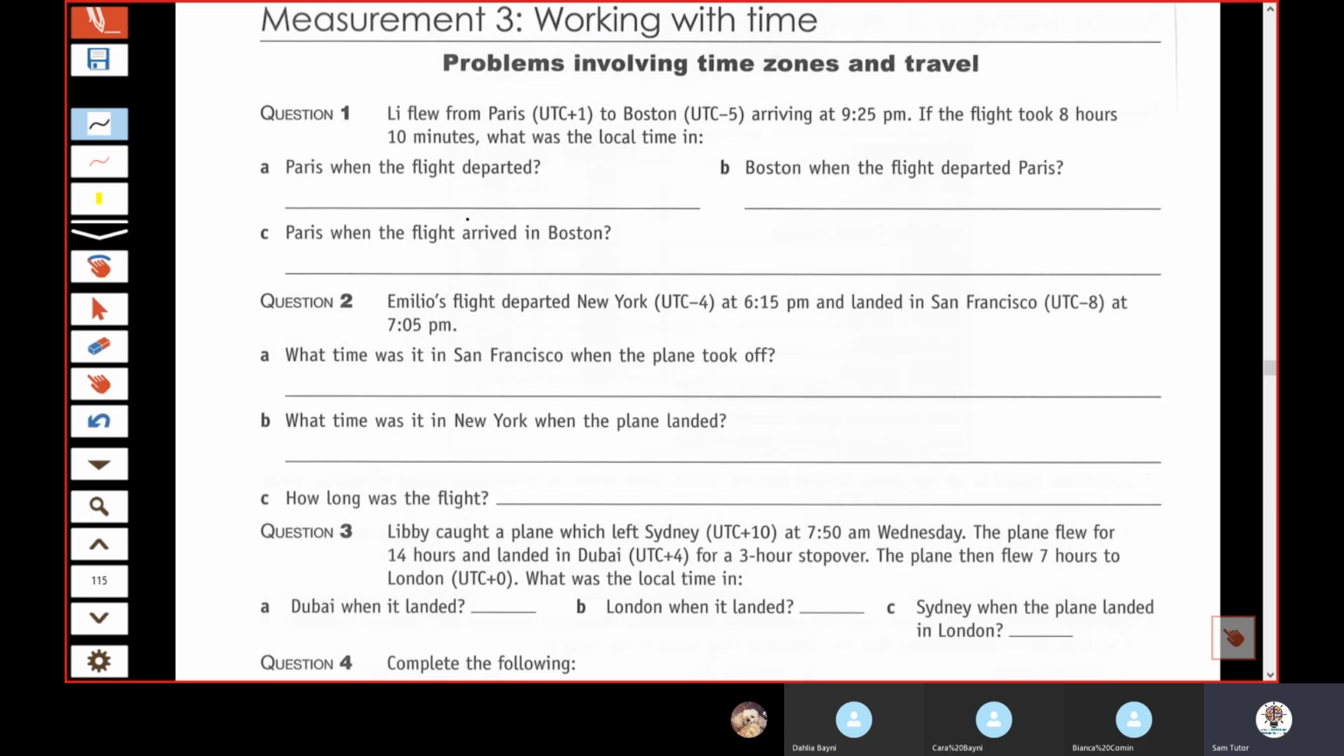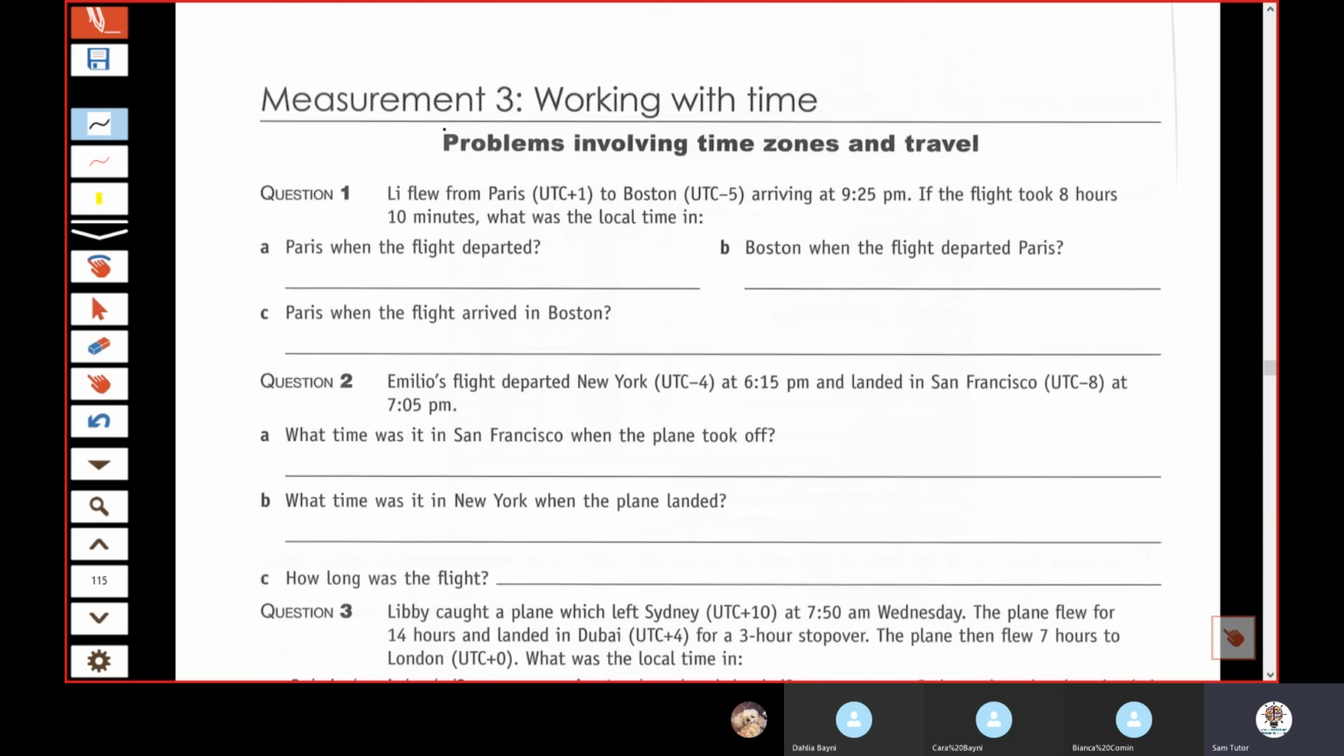Okay, so the first thing I do is draw this up on a quick little number line, just so I can picture it a bit better. There's 0, or UTC. There is Boston, which is take away 5. And there's Paris, +1. So I now know Boston to Paris is 6 hours different. Paris is ahead by 6 hours, and Boston's behind by 6 hours.